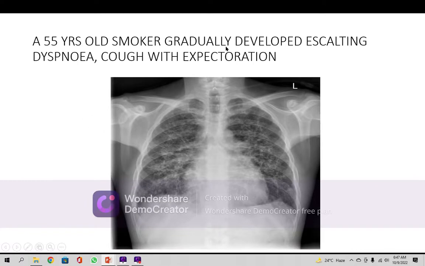A 55-year-old smoker gradually developed escalating dyspnea, with cough and expectoration. Now, here is the trachea, which is central. The other parameters are fulfilled here. And you see the patchy type of opacities here and here, in all lung fields. Crossover bridges, these are not bronchovascular markings, but fibrous bands crossing over each other. The tenting of the dome of the diaphragm is visible here.